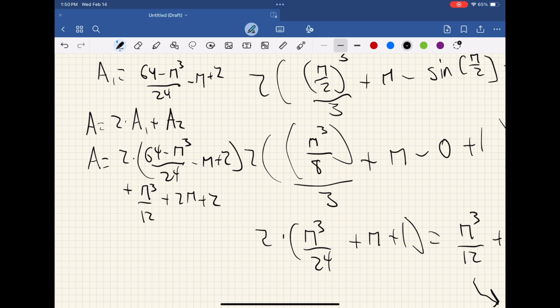So, well, that's pretty much all you need to know about the basics of areas between curves, and I hope this was helpful.